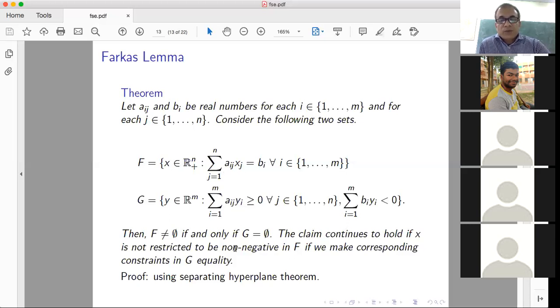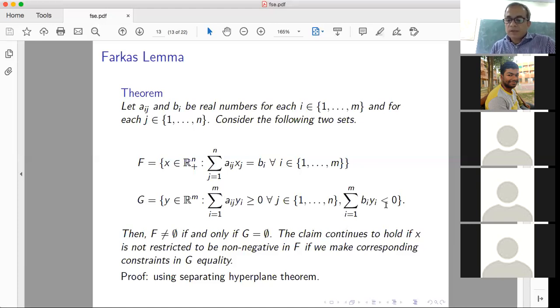The only change that you need to make is that these inequalities in the G system have to be equalities. So the sum of aij yi has to be equal to 0 in that case. So if X is not restricted to be non-negative, then this system of equations has a solution if and only if this system of n equations and this strict inequality has no solution. That's what the Farkas lemma says. Do we have to make the summation bi yi equal to 0 as well? No, not equal to, strictly less than. So that remains strictly less than.